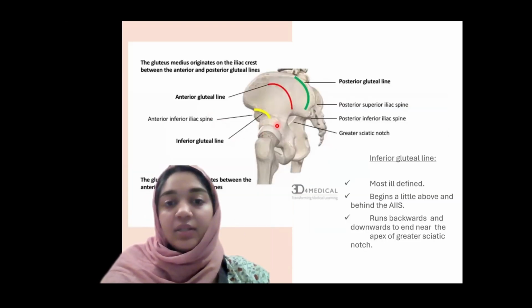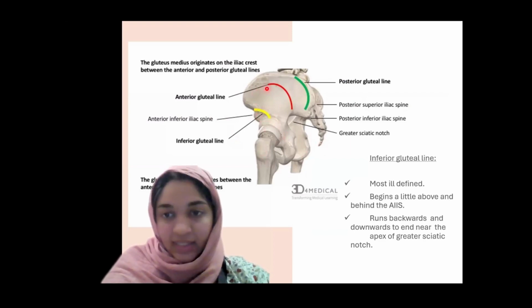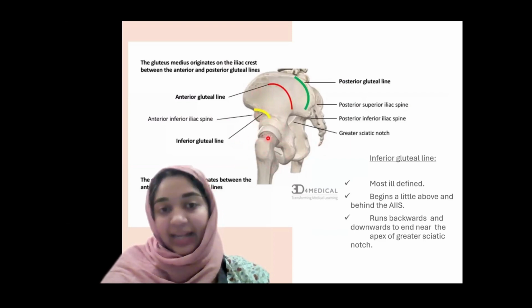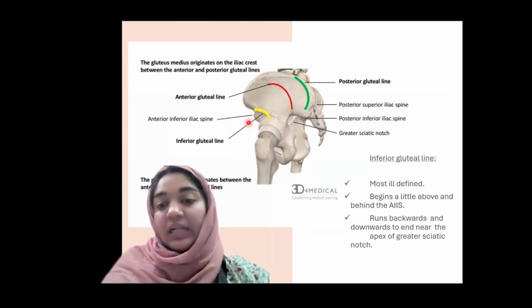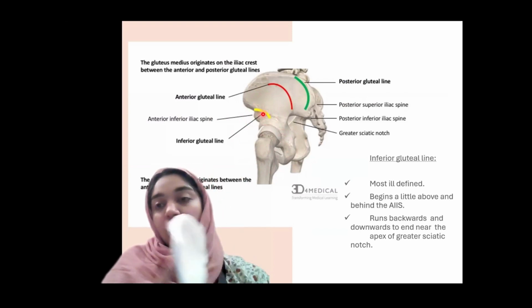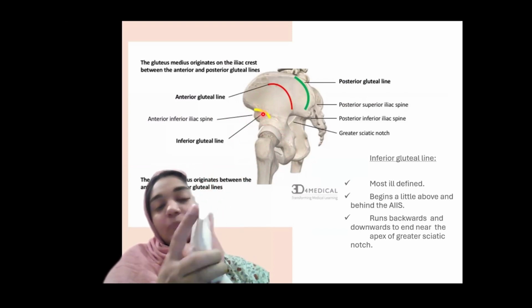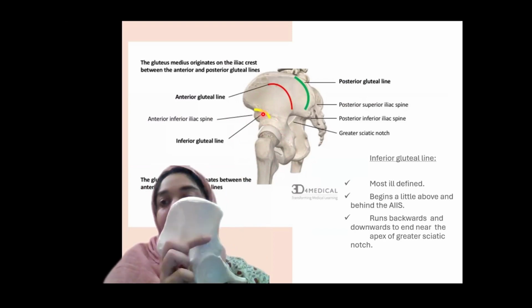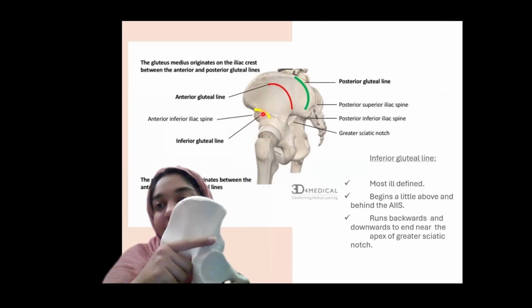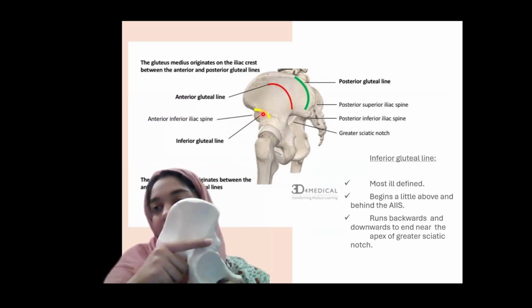Now we have the most inferior line. The inferior line is the inferior gluteal line. This begins a little above and behind the anterior inferior iliac spine. So the anterior gluteal line was starting behind the anterior superior iliac spine, but now we are going behind the anterior inferior iliac spine, okay? So just a little above the anterior inferior iliac spine, this line starts.